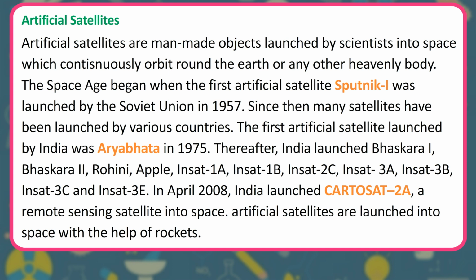Thereafter, India launched Bhaskara 1, Bhaskara 2, Rohini, Apple, INSAT 1A, INSAT 1B, INSAT 2C, INSAT 3A, INSAT 3B, INSAT 3C and INSAT 3E. In April 2008, India launched Cartosat 2A, a remote sensing satellite, into space. Artificial satellites are launched into space with the help of rockets.